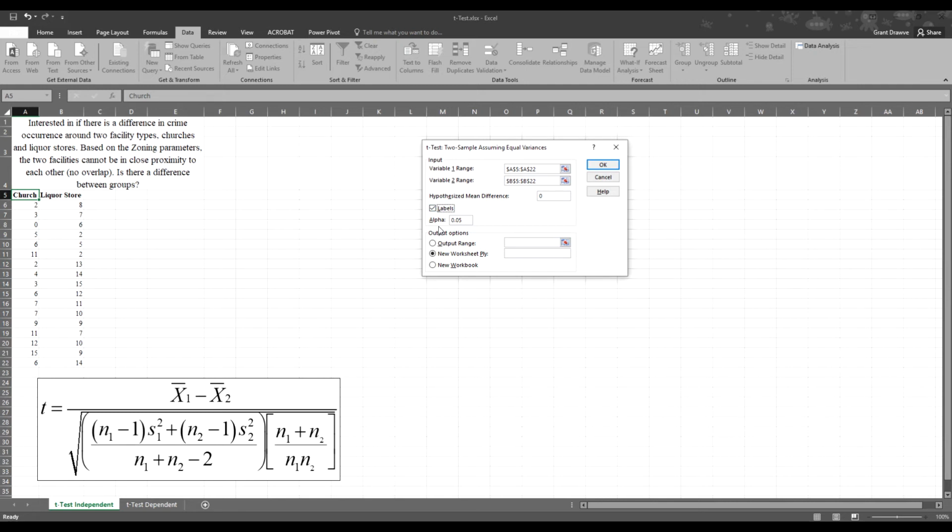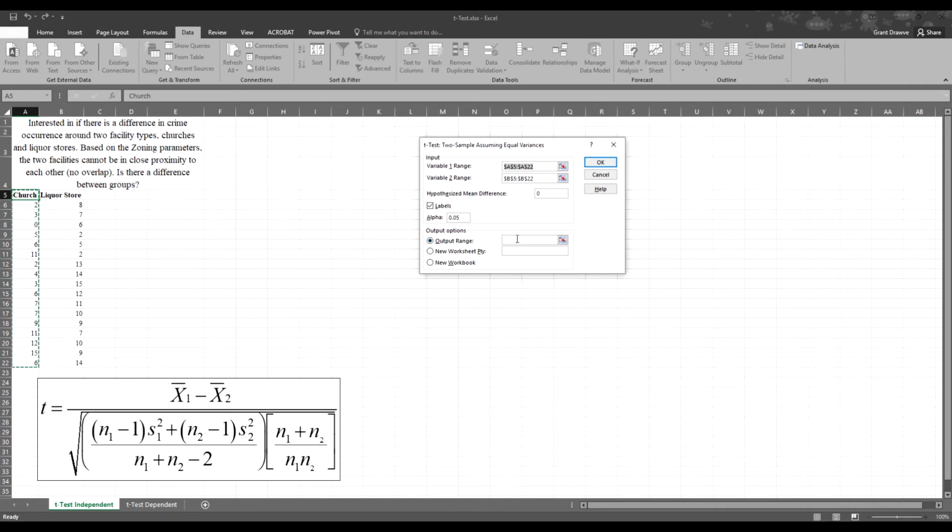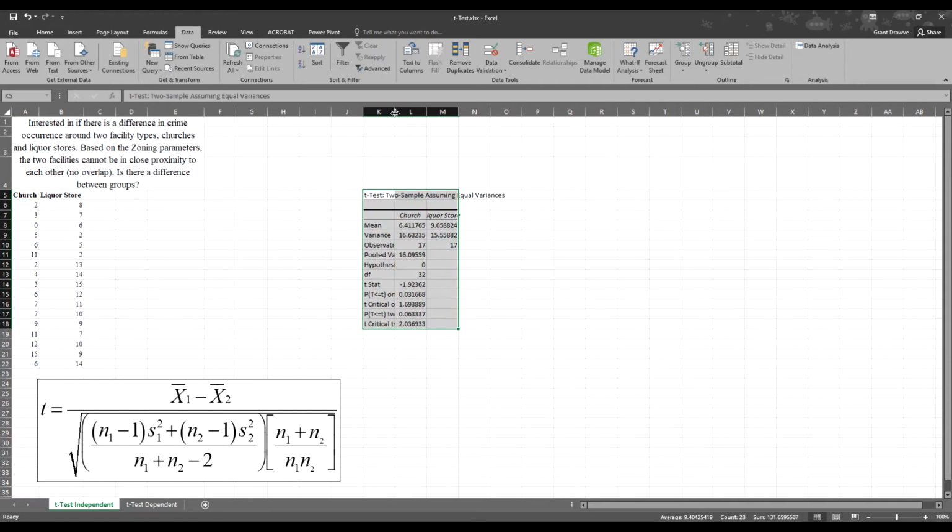Our alpha is our level of risk that we set for this. I'll show you a comparison to the t-table afterwards to see where it's pulling that value from. And then the output range, we're just going to specify where we want the output for this calculation. Once you do that, you can hit OK. And let me just bring this over a little bit so it's a little easier to see.